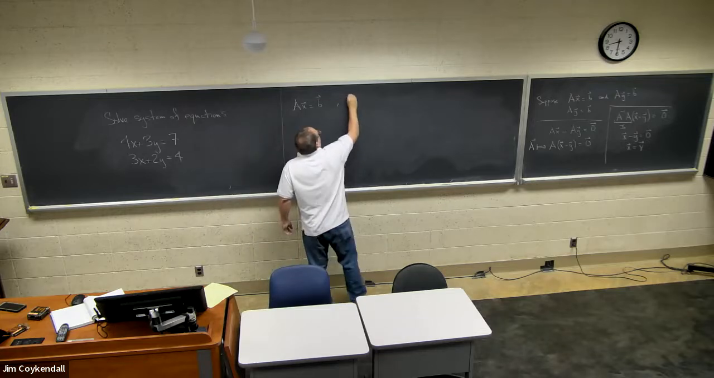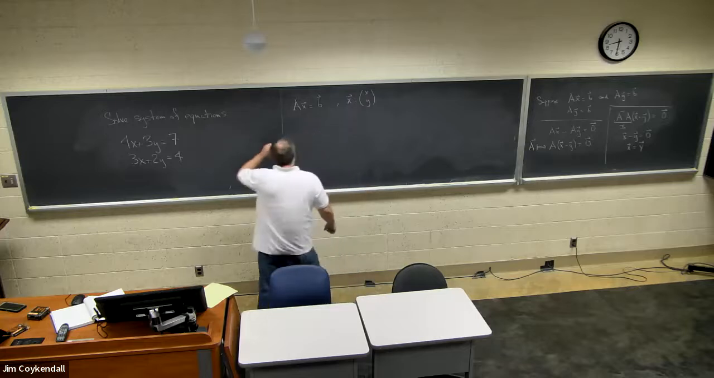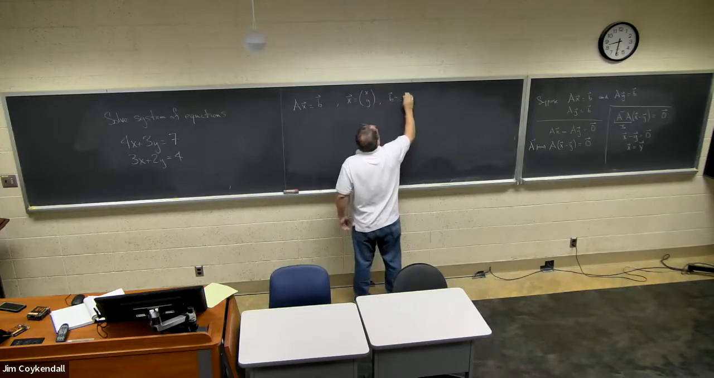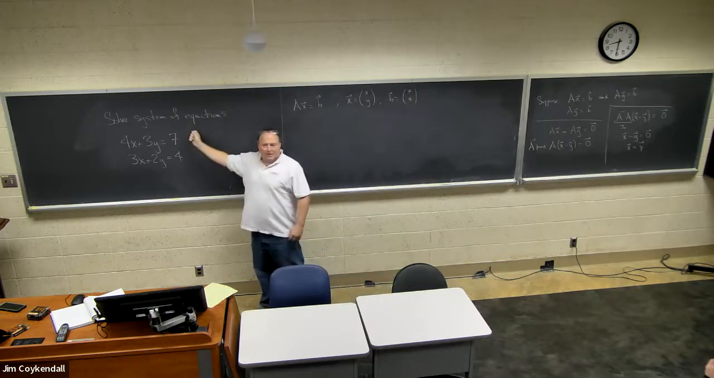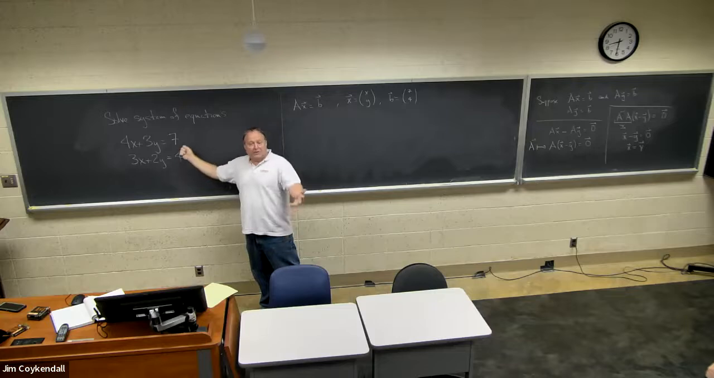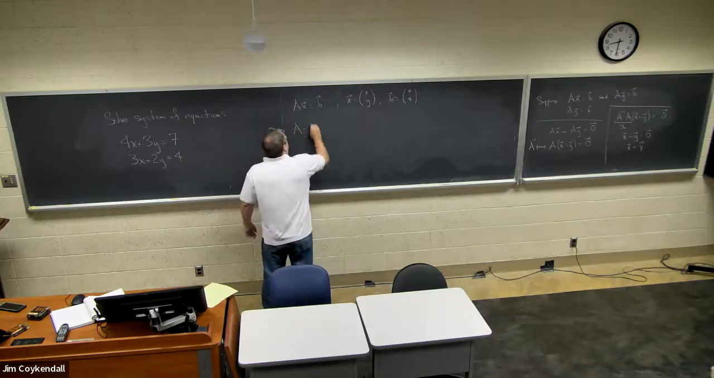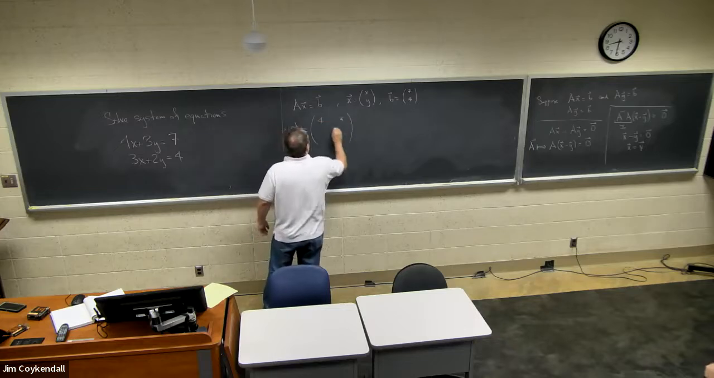So here are the roles that everybody's playing. X is the vector X, Y. B is the vector 7, 4. That's what things are equal to. And the matrix A, what is the matrix A? 4, 3, 3, 2.